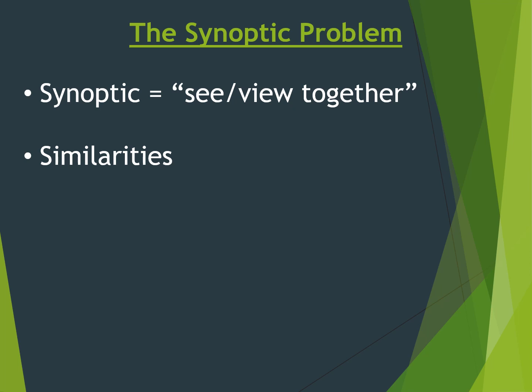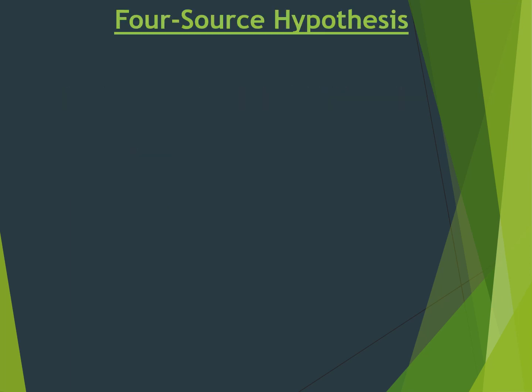Many claim that this is because they are eyewitness accounts, that everybody sees an event differently from somebody else. However, we need to remember that the Gospels do not claim to be eyewitness accounts of Jesus' life. So this explanation really does not help us solve the synoptic problem. The solution that most scholars have come to solve the synoptic problem is the 4-source hypothesis.